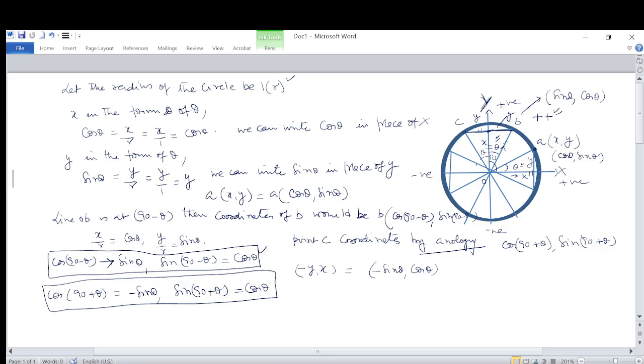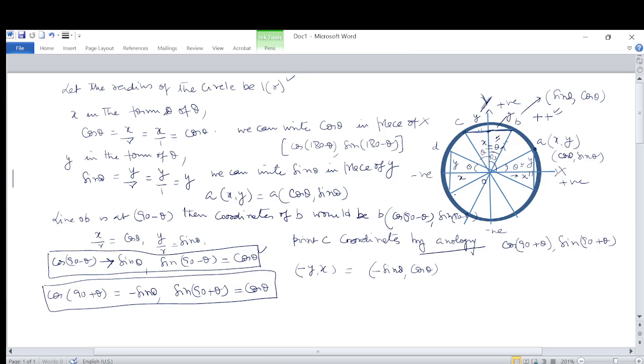Now come to this. This is again theta. Let this point be D. This is 90, this is 180. So let's come to the point. The coordinate of this can be written as cos 180 minus theta comma sine 180 minus theta. This is the coordinate of point D. Now, y is the vertical side, x is on the negative side.